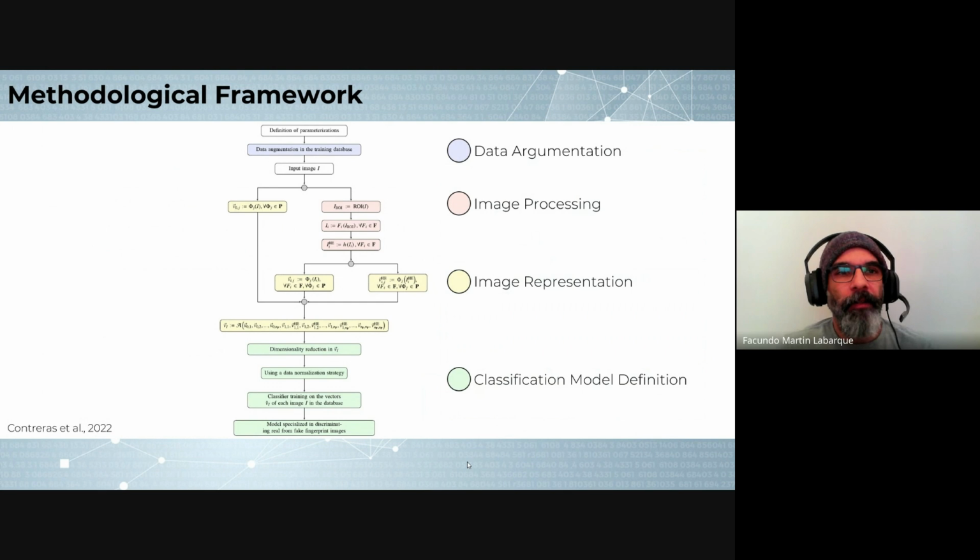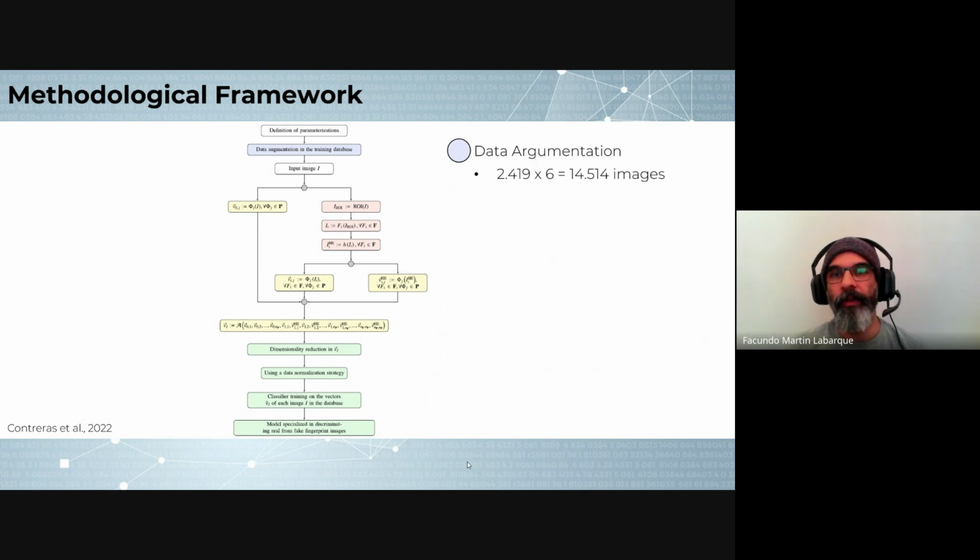So what was our methodological framework for this work? We based it on a work of Contreras on a database of fingerprints. They followed this arrangement: data augmentation, image processing, image representation, and finally classification model definition. We did something similar in this work.